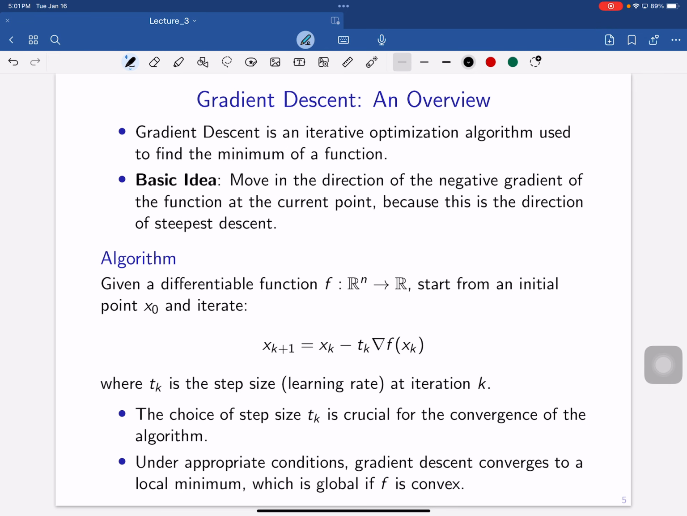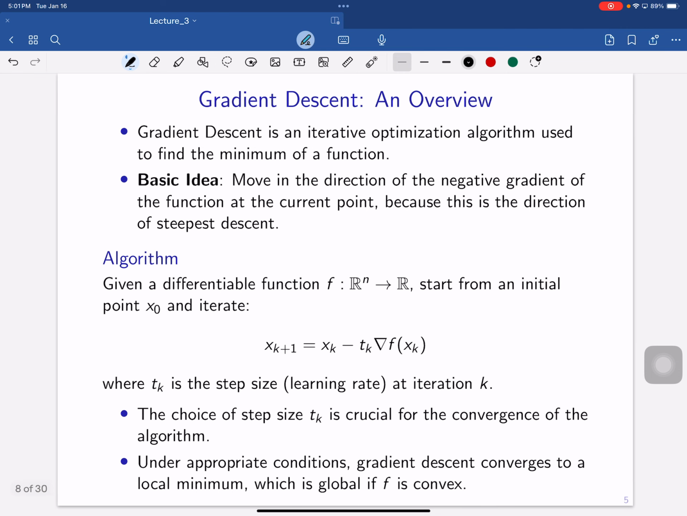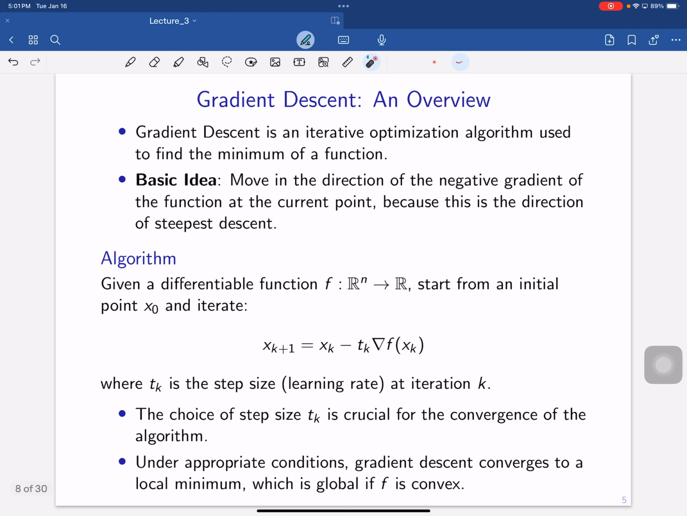Okay, so that's the intuition of why we are doing gradient descent. Algorithmically it works as follows. If you stay at a point xk, you will change xk along the negative gradient direction by multiplying by a small number tk. So tk is called the step size at iteration k.